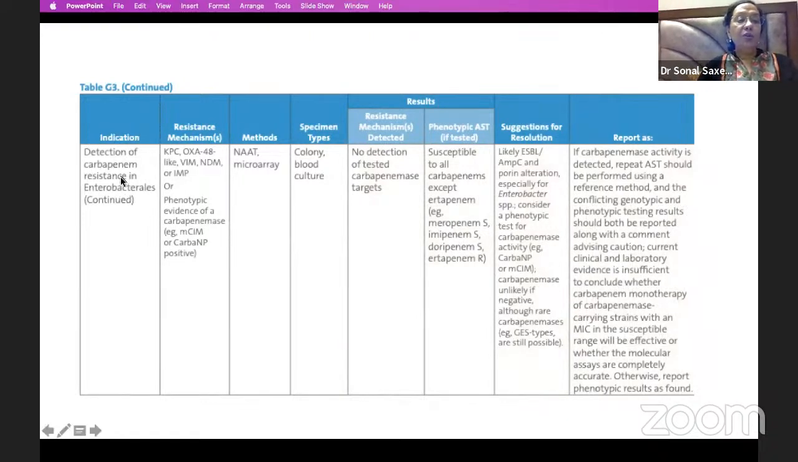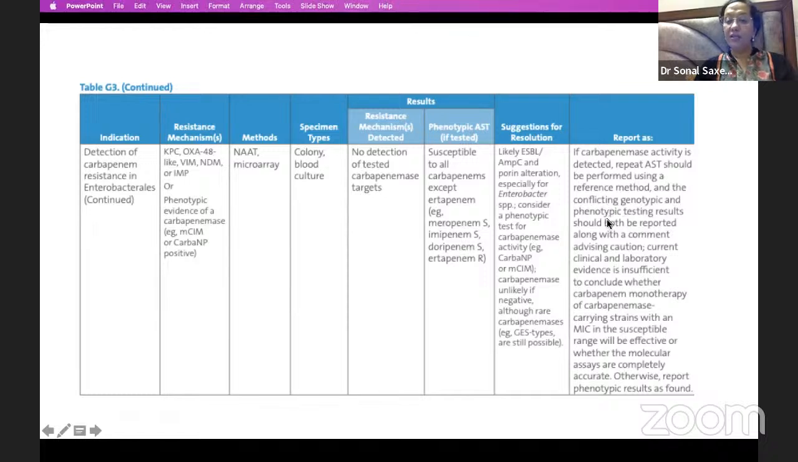Now, Table G3 talks about detection of carbapenem resistance in Enterobacterales. Again, if the resistance mechanisms are KPC, OXA-48 like, NDM, or there is phenotypic evidence, you've already done an mCIM and you found this, or you found this by molecular, then there is no need for detection of these targets. But if the phenotypic says susceptible, then it shows that there is a likely mechanism of ESBL and AmpC along with a porin alteration, so that the drug cannot enter, or it is immediately getting inactivated. So if the carbapenemase activity is there, you repeat AST.